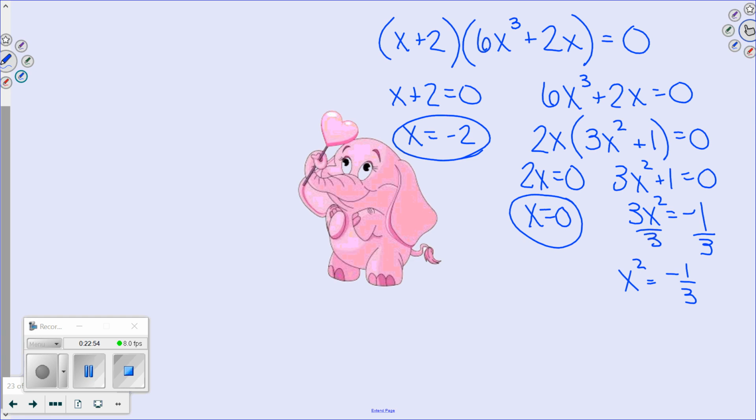Take the square root, top and bottom. Square root of negative 1, just i. And I get radical 3 on the bottom, plus or minus. Am I good? No. Got to rationalize. So plus or minus i radical 3 over 3.